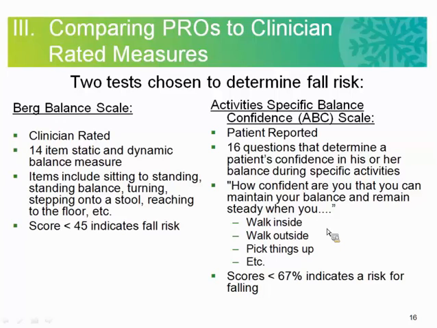On the right, we see a PRO, a patient-reported outcome tool, called the ABC scale, or Activity-Specific Balance Confidence Scale. This assessment has 16 self-report questions that ask the client how confident they are in maintaining their balance and remaining steady when they participate in everyday activities.